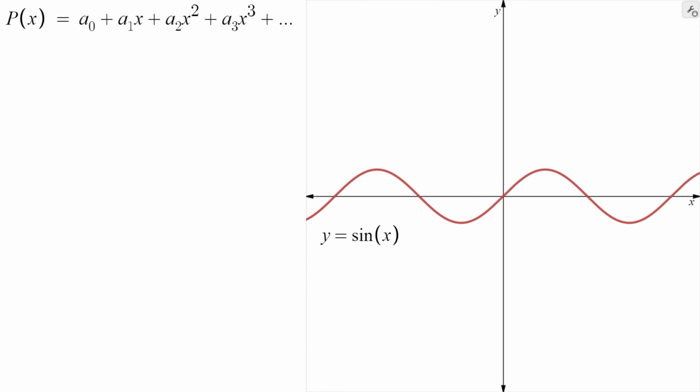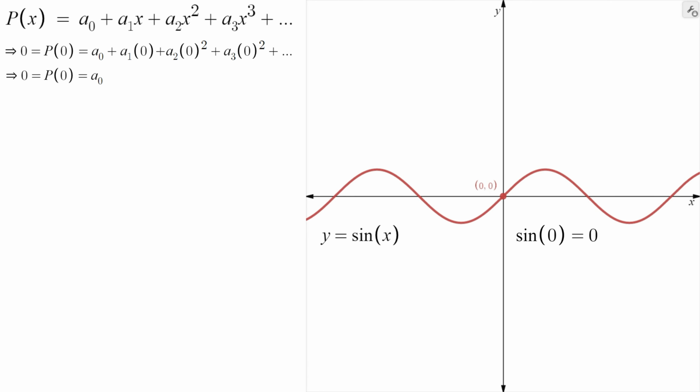So first, we're going to match their y-intercepts. The y-intercept of sine x is 0, so we set p of 0 equal to 0, which leaves us with the constant term being, well, 0. But this isn't enough, as a lot of functions have the same y-intercept.